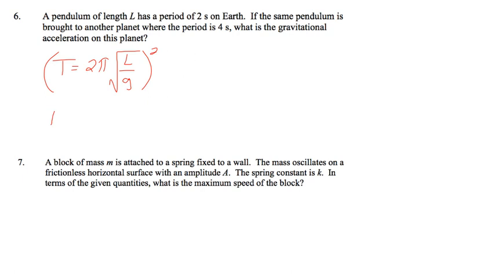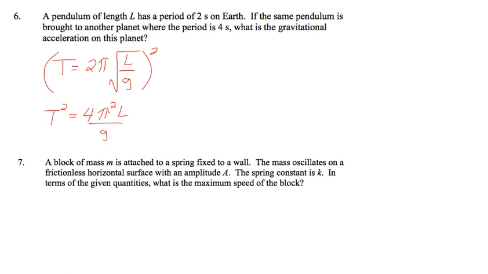When you square T, you get T squared. When you square 2, you get 4. When you square pi, you get pi squared. This is the part that people didn't do. They got rid of the square root, but they left the 2 and pi. So it's T squared equals 4 pi squared L over g.